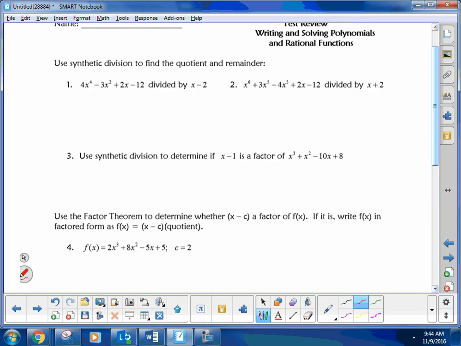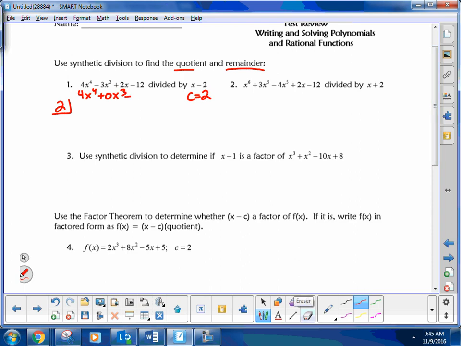With question one, they want us to use synthetic division to find the quotient and remainder. In order to do that, first, the quotient is the part that's being divided. In this case, c is going to be the value of 2, so we're going to synthetically divide with 2. It's important to remember that one of the steps is to fill in missing powers. This one's missing x cubed, so it should be x to the 4th plus 0x cubed minus 3x squared and so on.